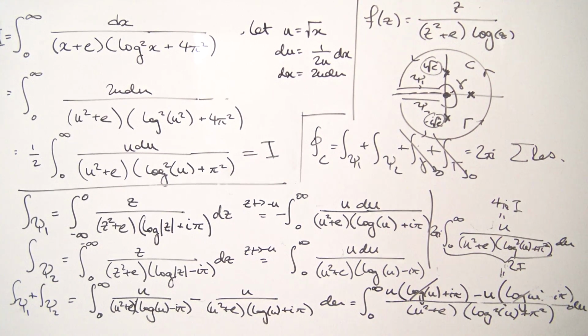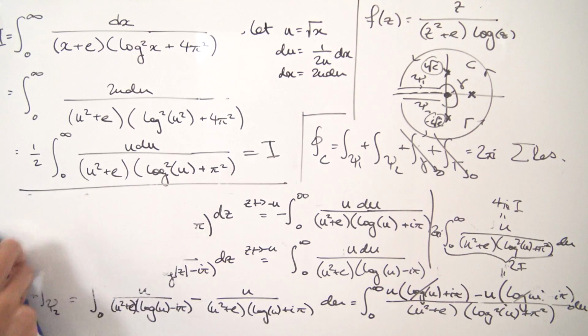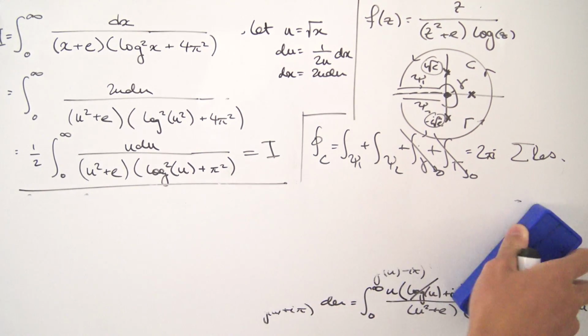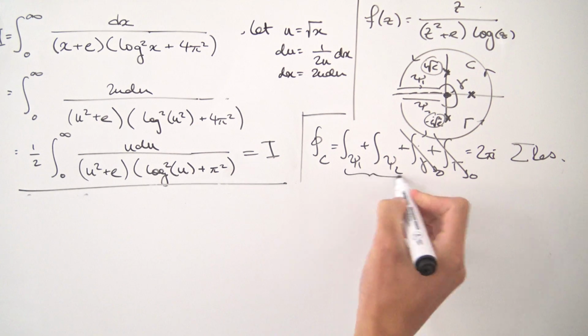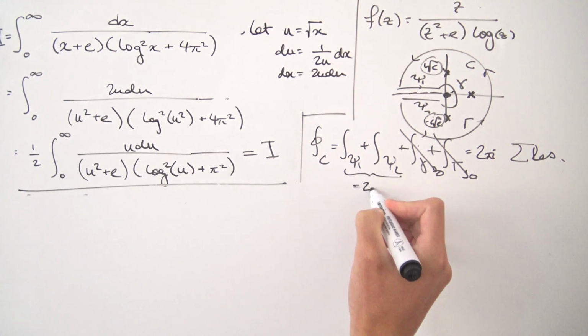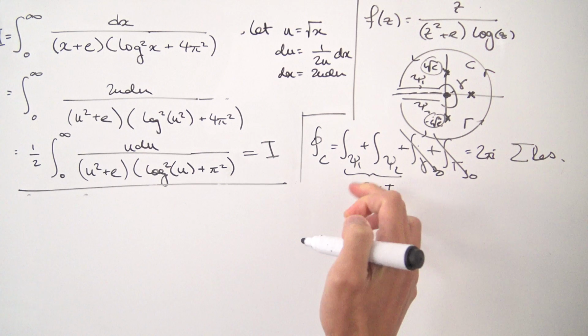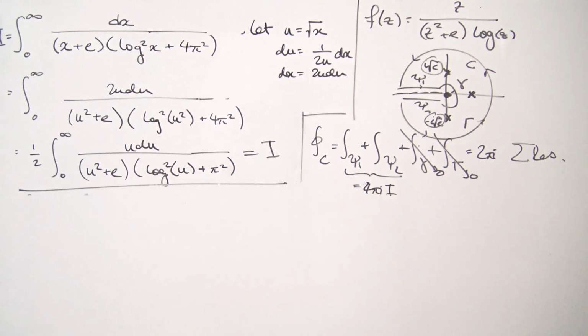So that's basically the left-hand side done. And now it's on to evaluating those residues on the right-hand side. So yeah, these two guys over here, that's equal to 4 pi i times big I. Let's calculate the residues now. And yeah, that shouldn't be too tricky to do.